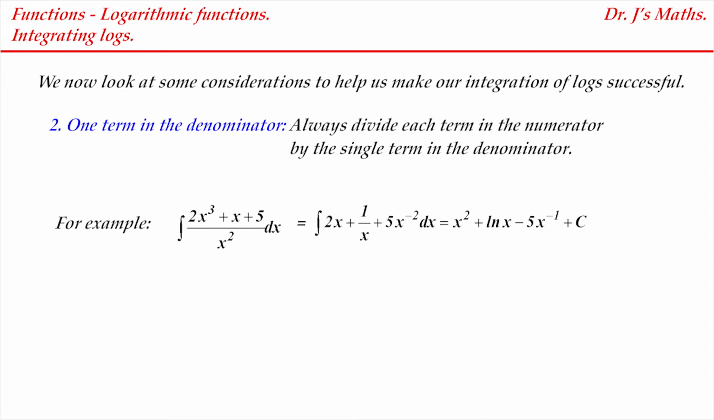The integral of 2x is simply x squared. The integral of 1 over x is our log x, our newfound friend. And the integral of 5x to the minus 2 is going to be 5x to the minus 1 over minus 1, which is minus 5x to the minus 1, and then our integration constant plus c.